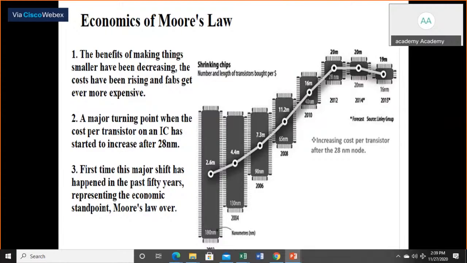Why is this evolution over the period of time possible? Because of only one parameter, that is called CMOS scaling, and CMOS scaling is driven by Moore's law. Okay, so Moore's law. What do you mean by Moore's law?